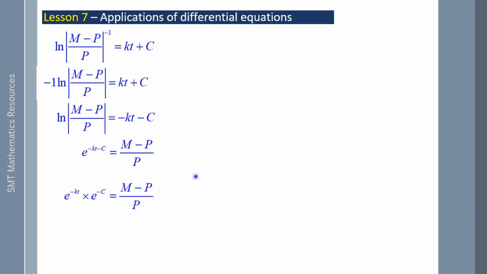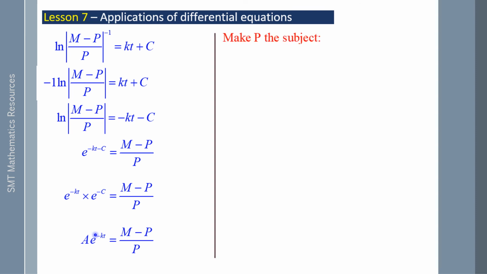I can now use my index laws here and separate the e to the negative kt and the e to the negative c by writing a multiply sign between the two as they're like bases. Next, we know that a is actually e to the negative c, so now I have a e to the negative kt. Our last step is to make p the subject.